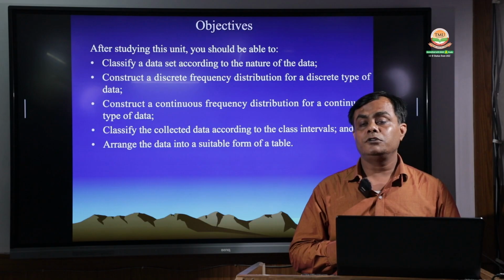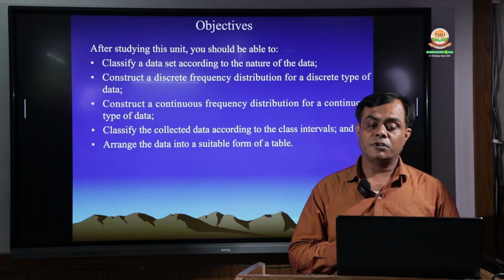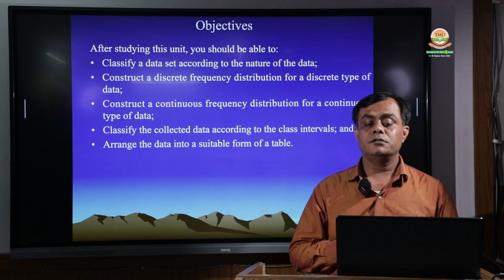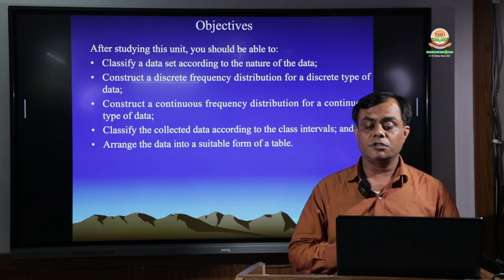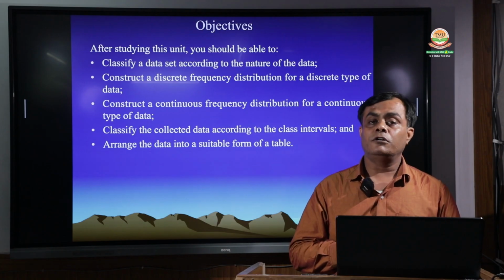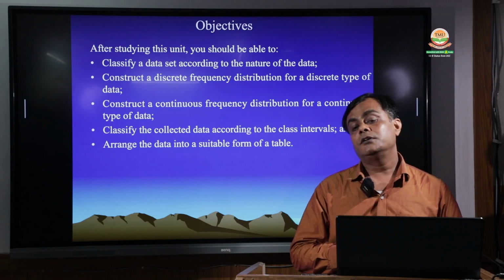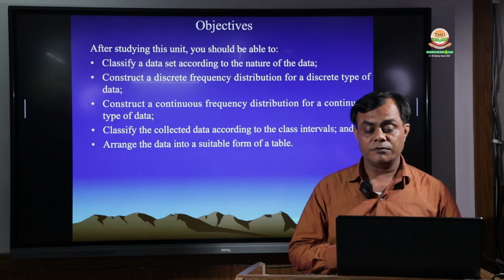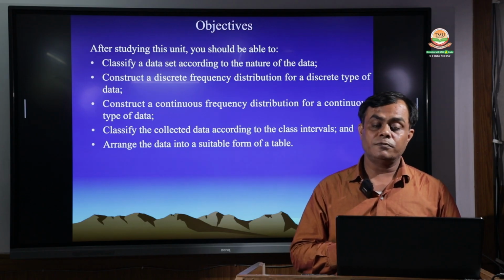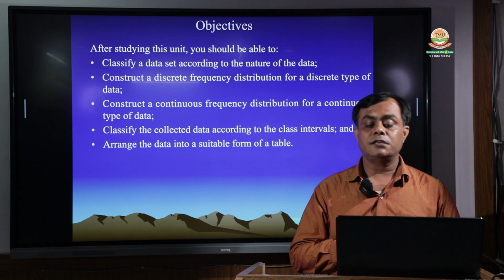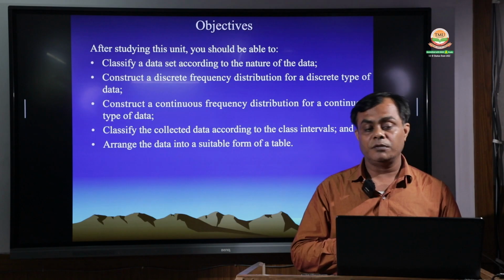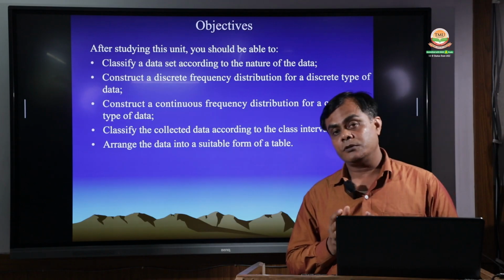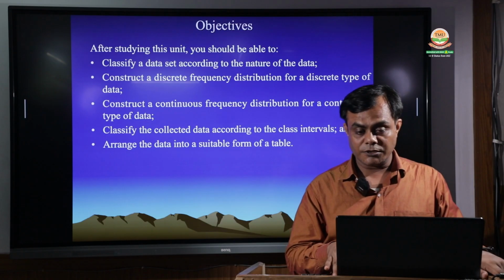So simply according to the nature, we have to classify the data. For discrete data we use the discrete frequency, and for continuous data we use the continuous frequency, and we have to decide the classification of the class interval. On the basis of class interval we arrange the data, and lastly we can make the data into a suitable form of the table. So these are the basic objectives of the classification of the data.